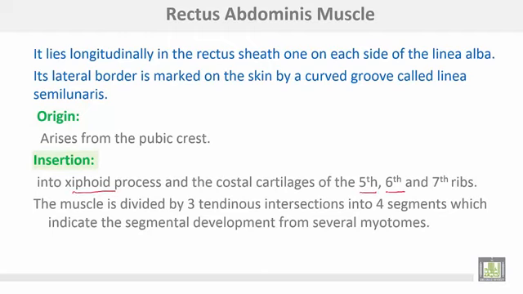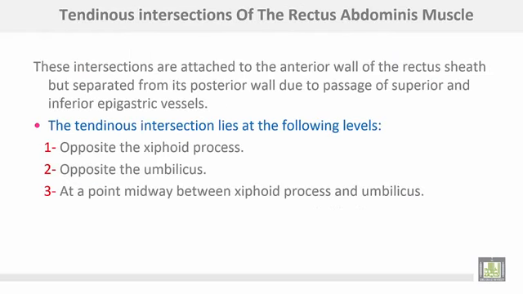The muscle is divided by 3 tendinous intersections into 4 segments, which indicate the segmental development from several myotomes. The tendinous intersections of the rectus abdominis muscle are attached to the anterior wall of the rectus sheath, but separated from the posterior wall due to the passage of the superior and inferior epigastric vessels.